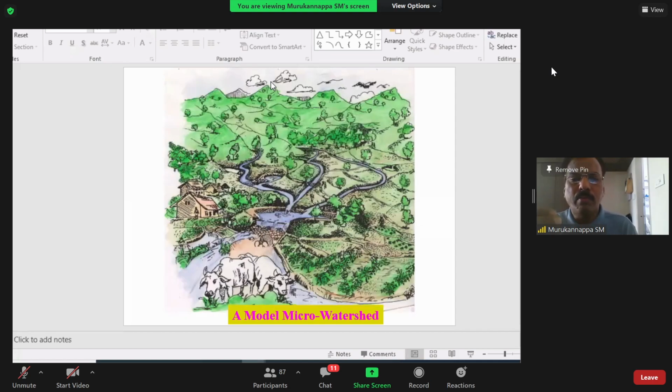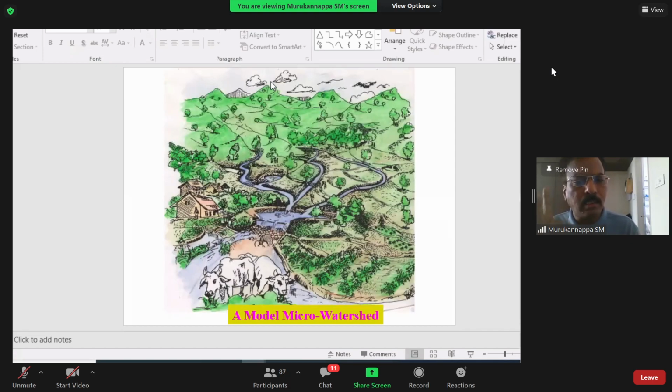Third category, if you come nearer to your village, just below that, where the people's habitat is, you can find some crops are grown. That means the land has cultivation. So the land is cultivated. Whatever land in this group is cultivated, that all belongs to cultivated land. It is nothing but arable land.